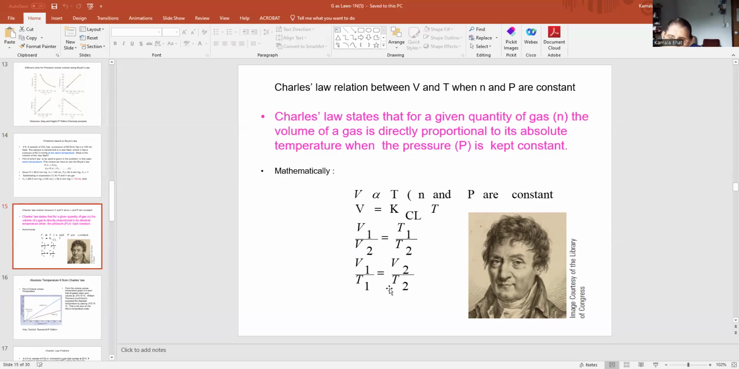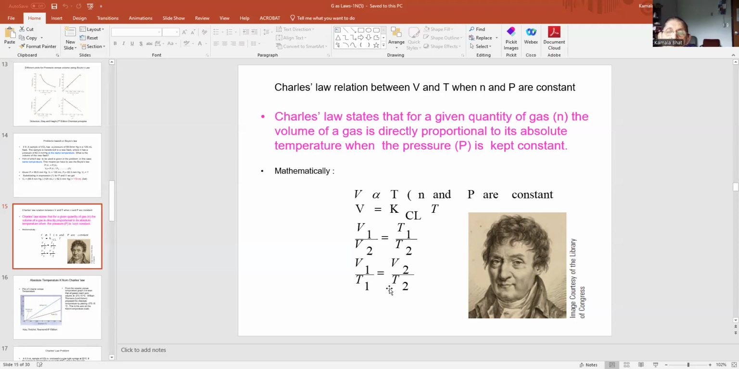Now in the relation for Charles' law, the number of moles and the pressure of the gas are kept constant. The statement states that the volume for a given quantity of gas is directly proportional to its absolute temperature, but the pressure is kept constant. Because it is directly proportional, we can mathematically write it as volume is directly proportional to temperature, with n and P constant.